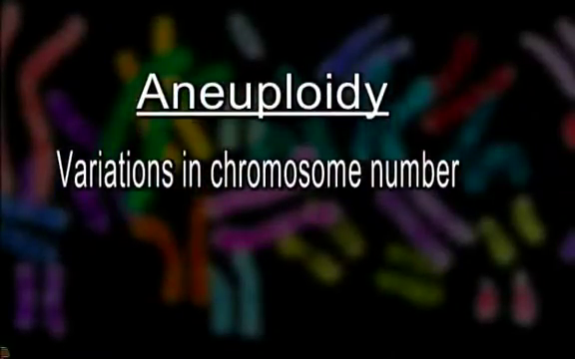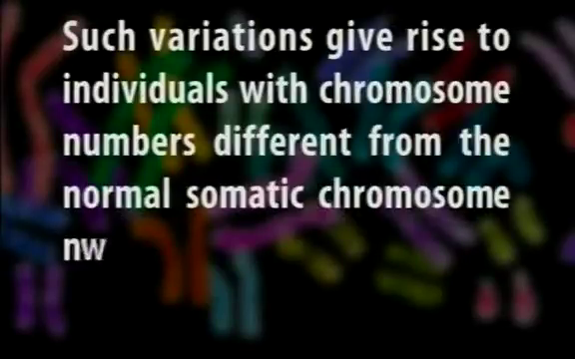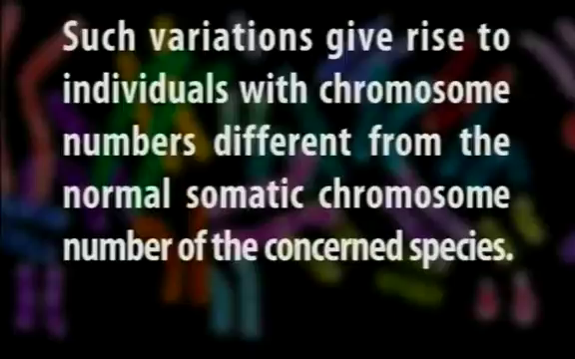Generally, the chromosome number of different species remains constant generation after generation. However, rarely, certain variations in chromosome number occur spontaneously or can also be induced. Such variations give rise to individuals with different chromosome numbers.